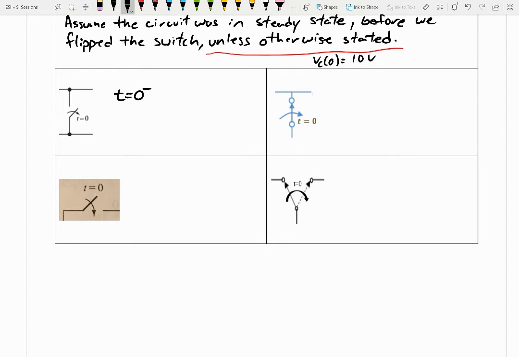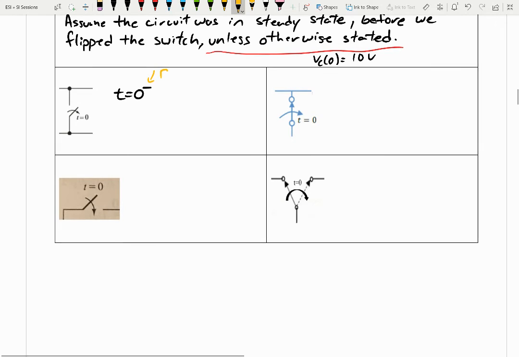So this negative sign here indicates before the switch is thrown.